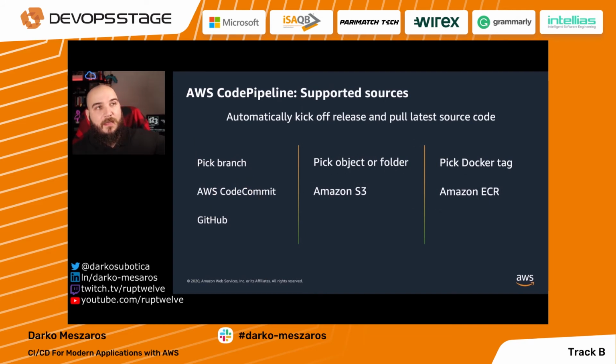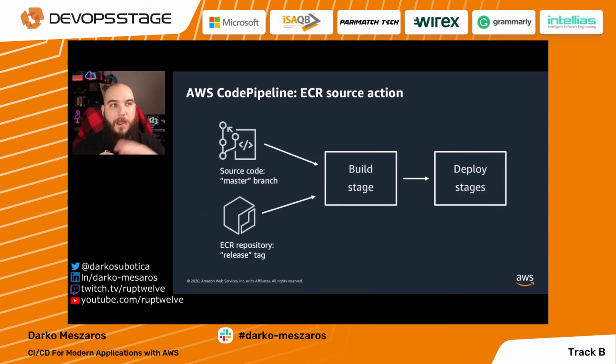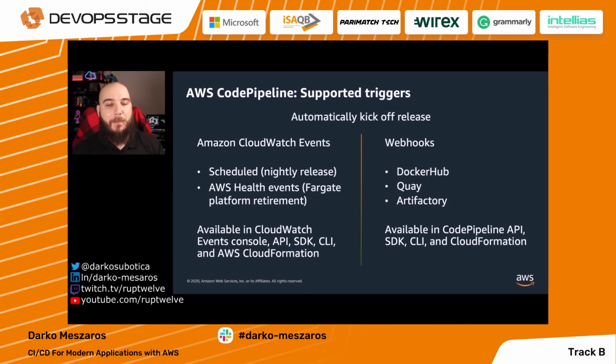In essence, it can kick off once code has been checked in somewhere, or an object has been dropped in S3, or if there's a push in the Elastic Container Registry of a Docker container image. Once that happens, the pipeline itself can be triggered. Here's a great example: I commit my code in the master branch, or I put an image in my ECR repository, then something happens within my pipeline, right?